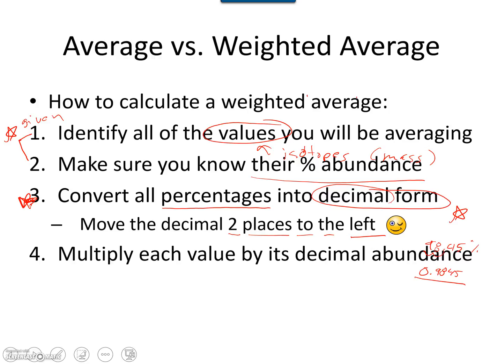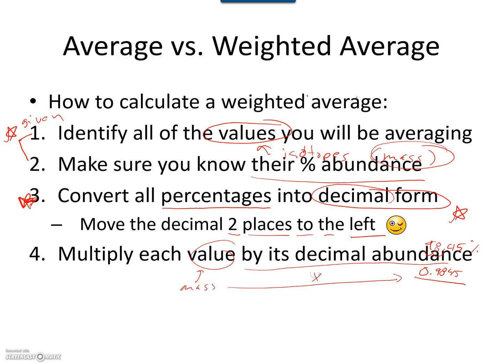All right. Next step is we're going to multiply each value. Remember, our value is probably going to be our mass. So we multiply the mass by its decimal abundance. We've converted the percent to decimal, we know the mass of our various isotopes, so we take its decimal abundance and multiply those 2 values.